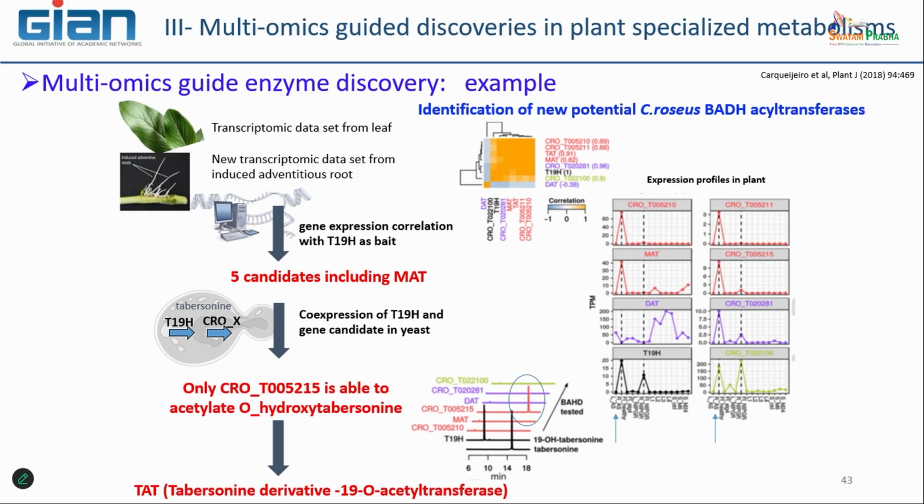And this is why we tested several metabolomic studies on this specific yeast, in order to see if they are able to produce, for example, here it was hydroxytabersonine or different other molecules. And by this way, we found that only one of these candidates was able to transform tabersonine into the final molecule we want to have. The others were able to produce different other things.